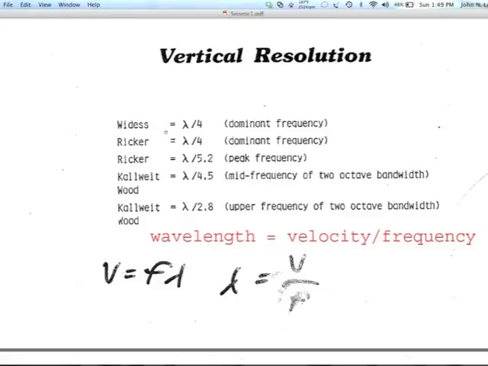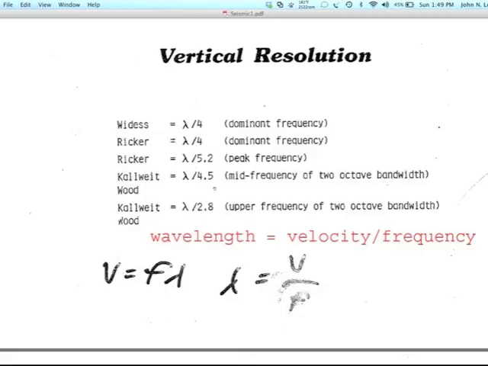The Widess and Ricker criteria say that when you have a thickness that is less than the wavelength lambda, that's a Greek letter lambda there, a thickness that's less than lambda over 4, you're not going to be able to see it. It's too thin. It'll look like one reflection and not two. Koefoed and Wood made an argument for doing a little bit better, and Ricker said when you use the peak frequency, you can divide the wavelength by 5 instead of by 4.